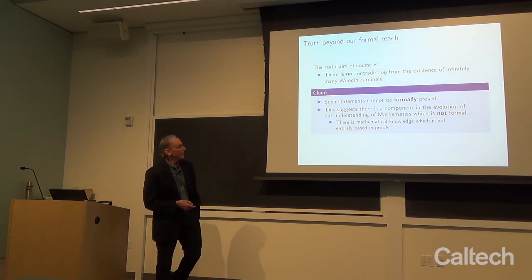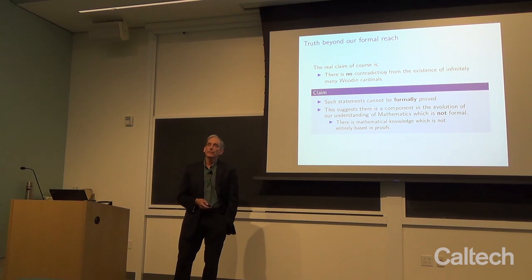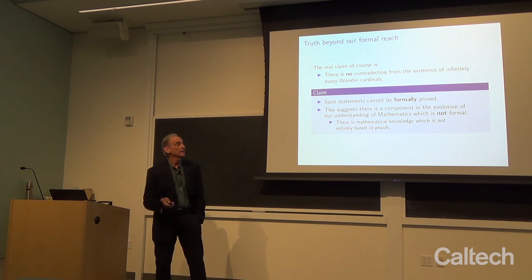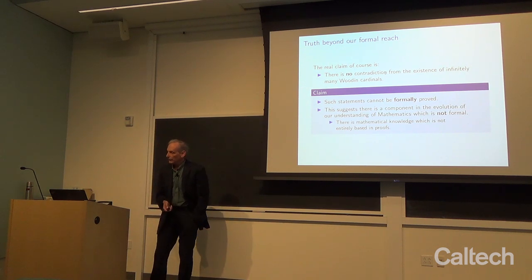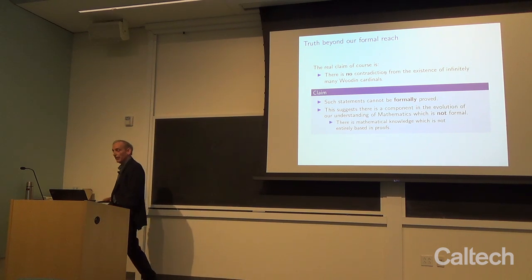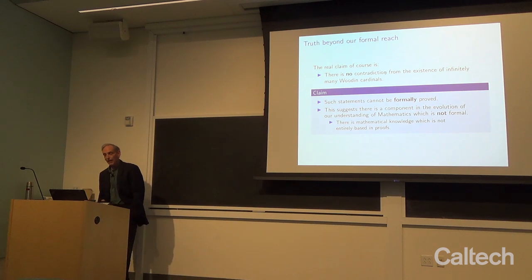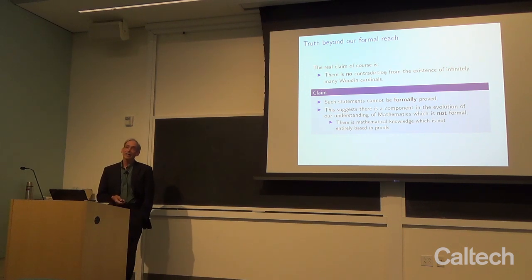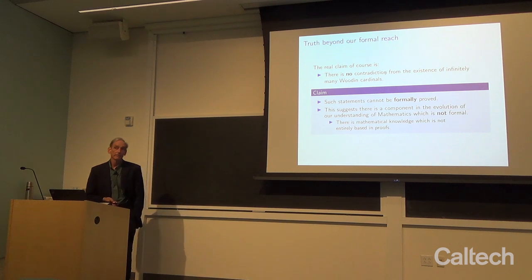cardinals. Now, these statements cannot be formally proved. They can only be refuted. This suggests there's a component in the evolution of our understanding of mathematics which is not formal. There's mathematical knowledge which is not entirely based on proofs.